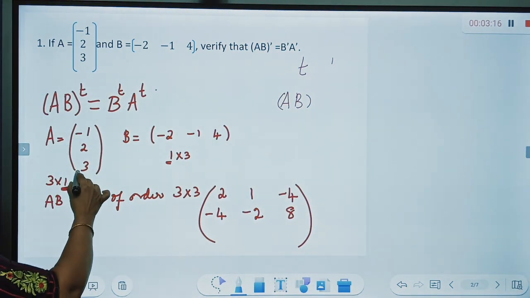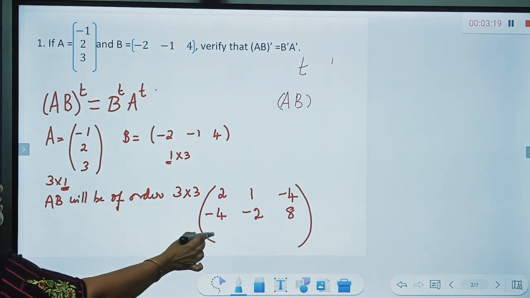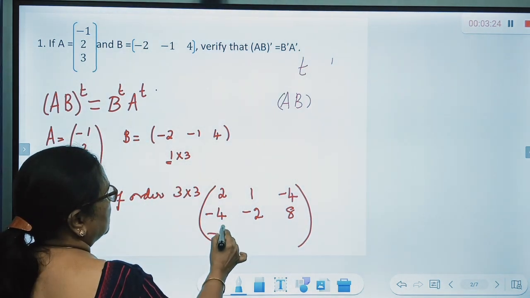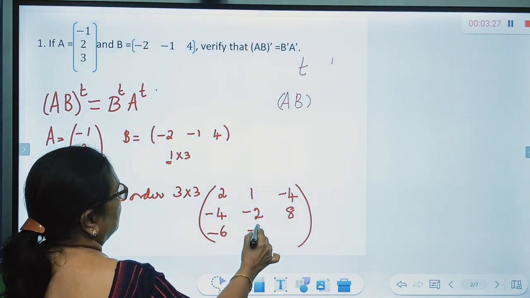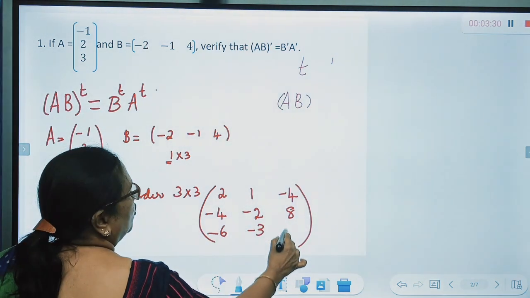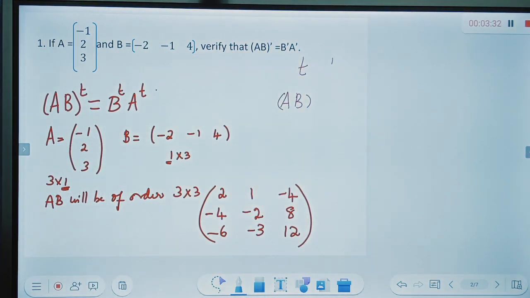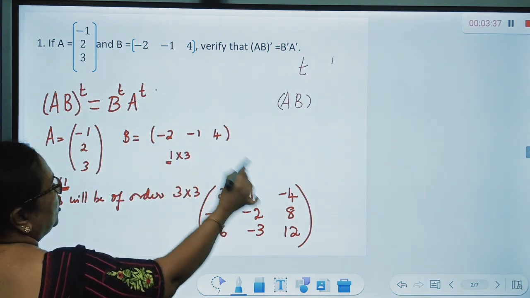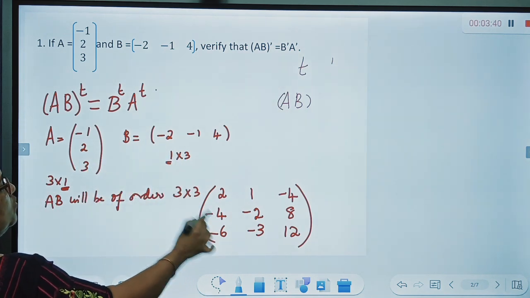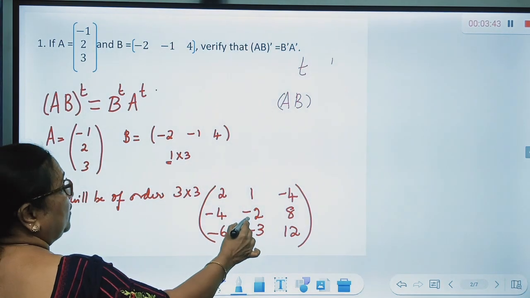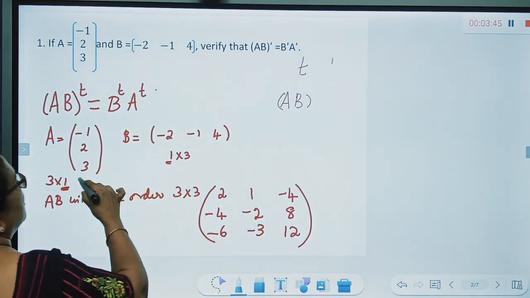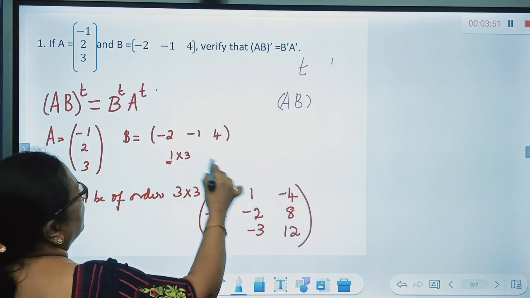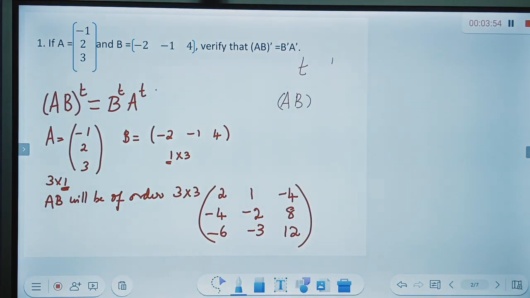Then, what is this element? This element is third row, first column. So 3 into -2 is -6. 3 into -1 is -3. 3 into 4 is 12. So -1 into -2 is 2, -1 into -1 is 1, -1 into 4 is -4. 2 into -2 is -4, 2 into -1 is -2, 2 into 4 is 8. 3 into -2 is -6, 3 into -1 is -3, and 3 into 4 is 12. Okay, so this is AB.